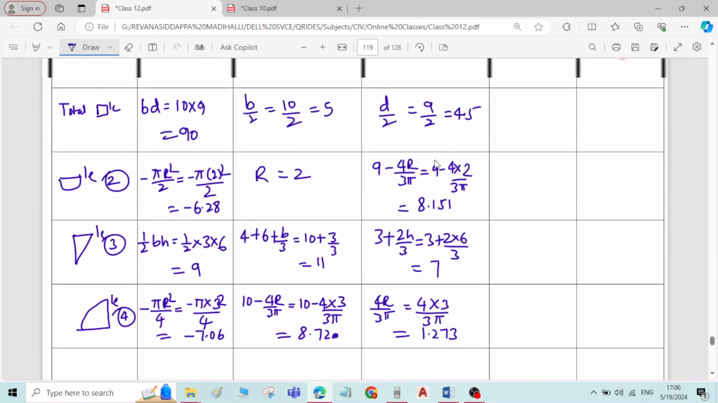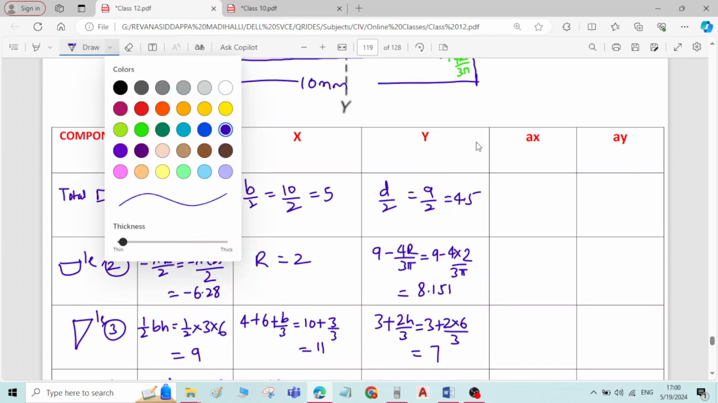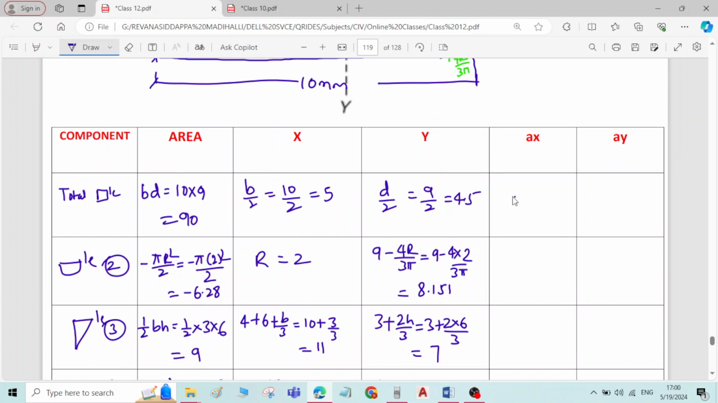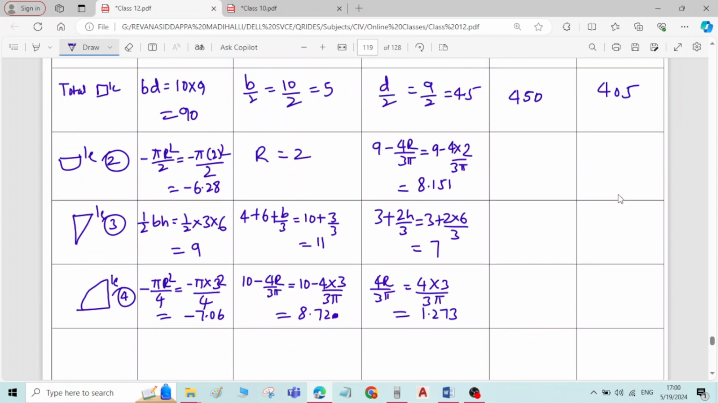Now we will find ax, ay. So here ax is equal to 450. Check your answers. Cross check the answers. 450, here it is 405, then minus 12.56, minus 51.188. Then here 99, then 63, minus 61.56, minus 8.98.